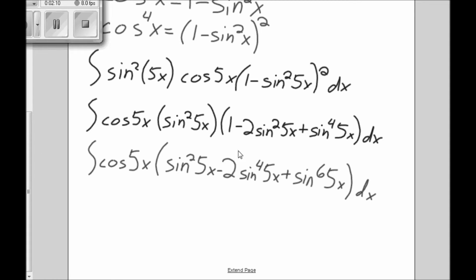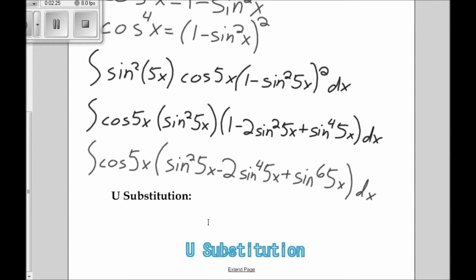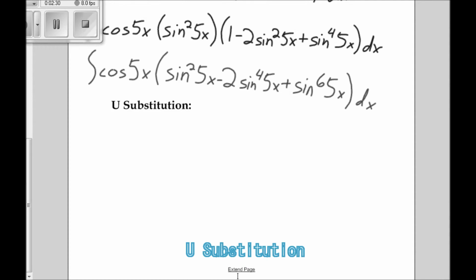Now you want to multiply sine squared 5x into the new term that we just multiplied out. It's really handy to keep the term that you initially factored out because it's really helpful in the new substitution. Our new integral is cosine of 5x times sine squared 5x minus 2 sine to the fourth 5x plus sine to the sixth 5x, and of course dx.